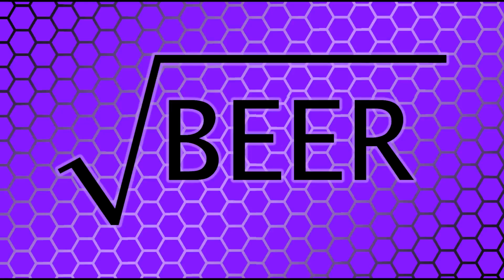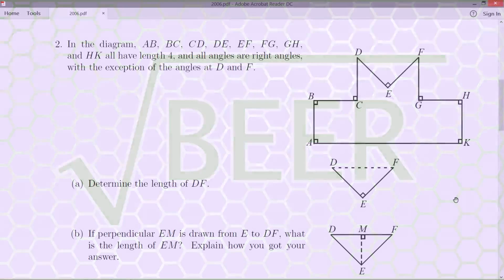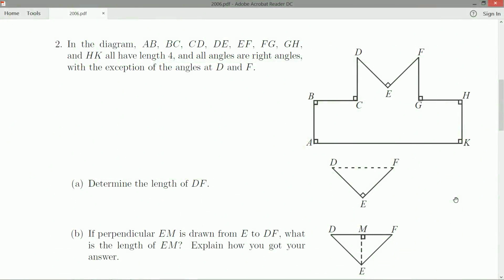We're continuing our look at the 2006 Galois paper. That is a grade 10 level contest, and we are on question number 2. In the diagram, AB, BC, CD, DE, EF, FG, GH, HK all have length 4, and all angles are right angles, with the exception of the angles at D and F.